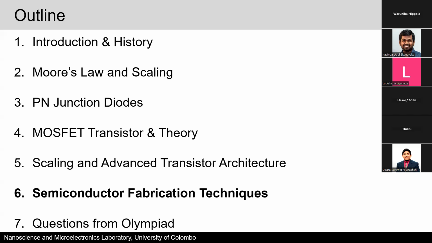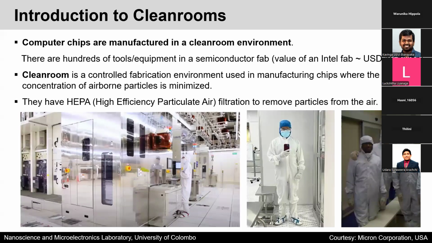Okay, so I think we have covered a good amount of materials here, and now I can go over some semiconductor fabrication techniques in detail. We fabricate the computer chips in a clean room environment. So these are special laboratories where we have hundreds of tools and equipment. Right now, the value of an Intel fab is around 10 billion US dollars.